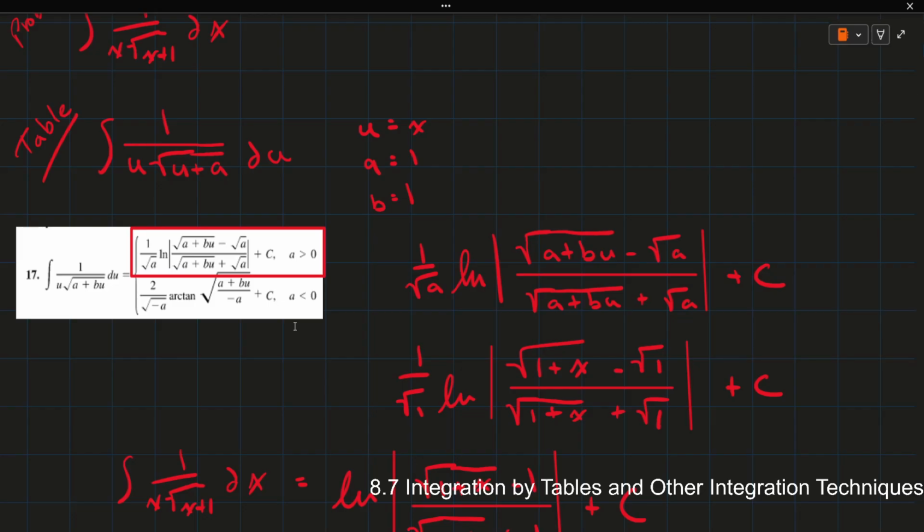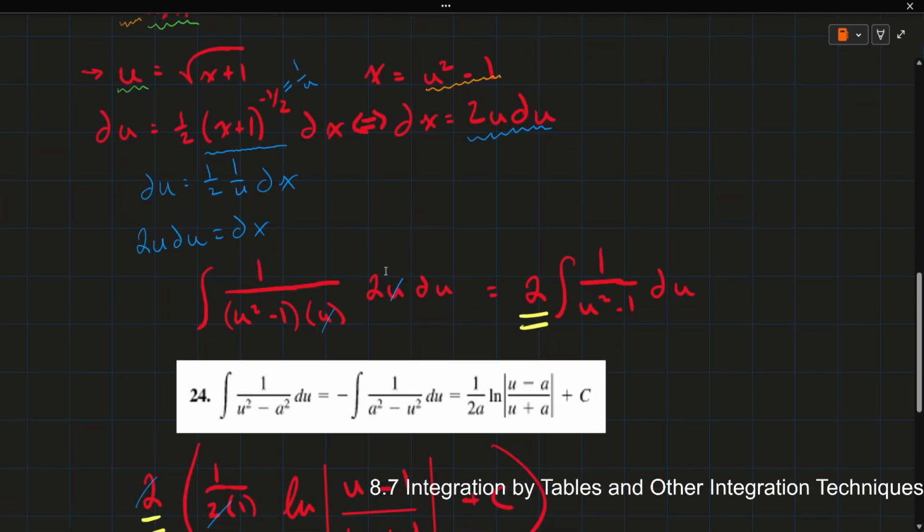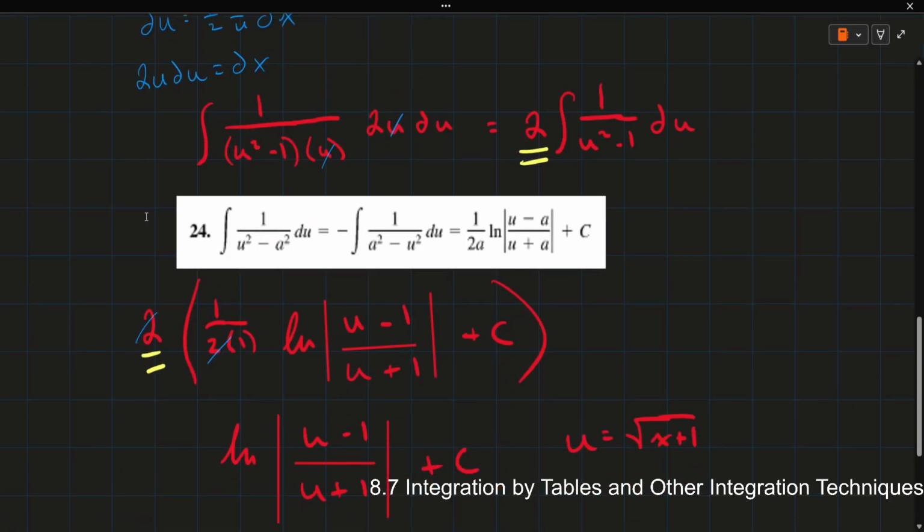However, that's not always the case. Sometimes you'll have stuff we'll have to move around a little bit, and then doing a u substitution or some other approach prior to checking the table is sometimes necessary. So let's take a look at another example.